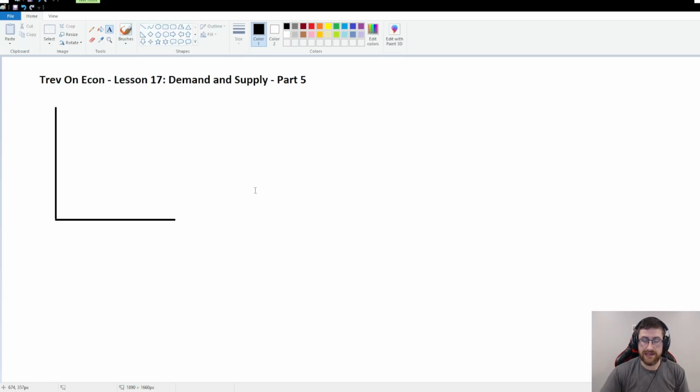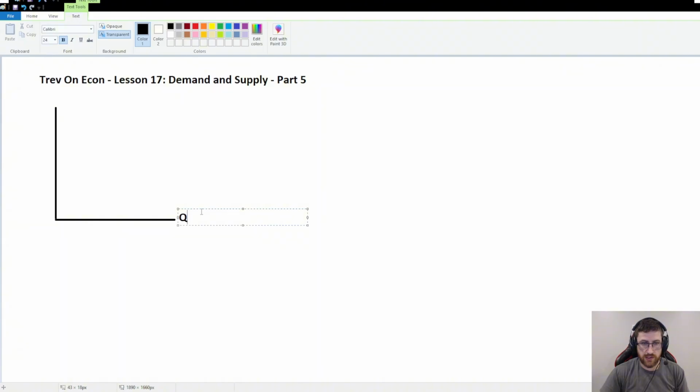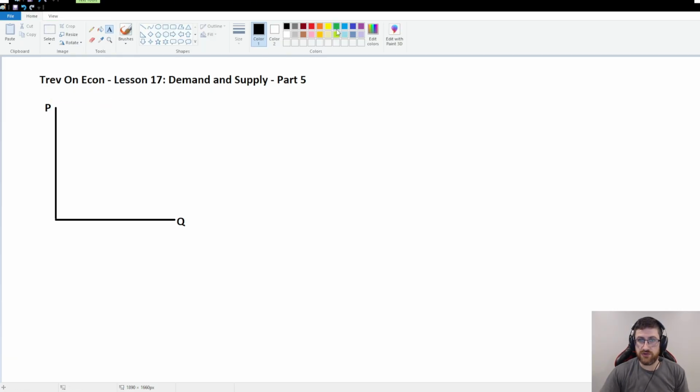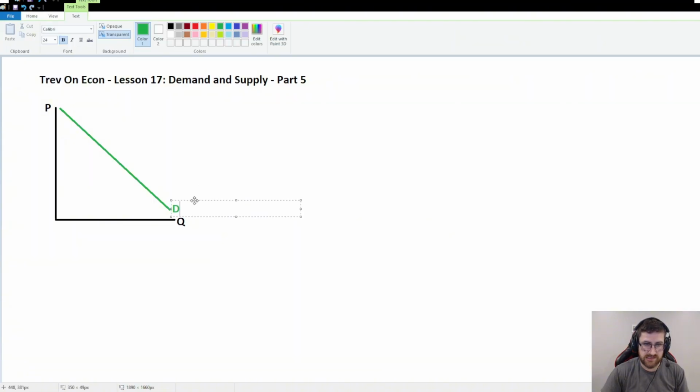So again, we're going to use the same axis we did in the first video. So we've got our quantity down here, which we mark with a Q, and we've got our P up here, which we mark for price. Now, as a reminder, demand is a downward sloping curve, meaning when prices are high, we have very low quantity, but as prices drop, we buy more and more and more. And we throw the letter D on that just to remind us.